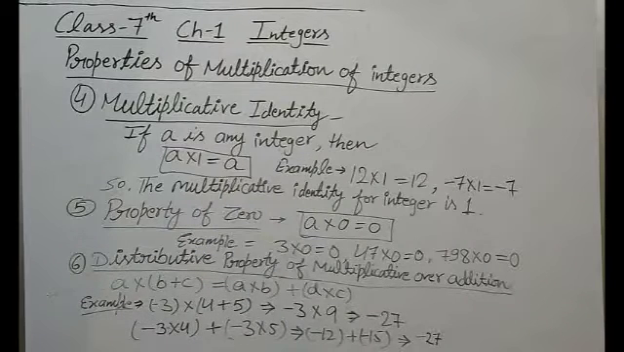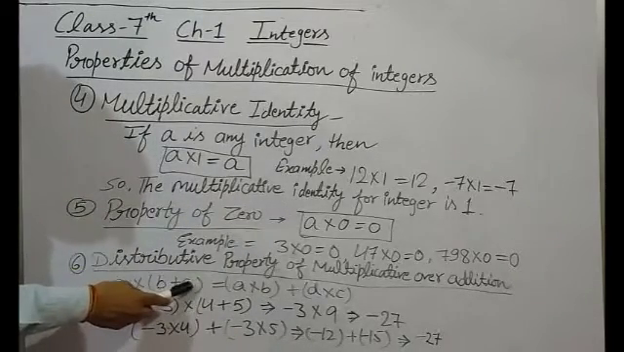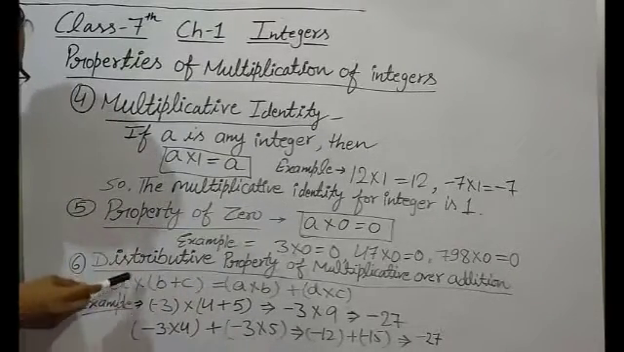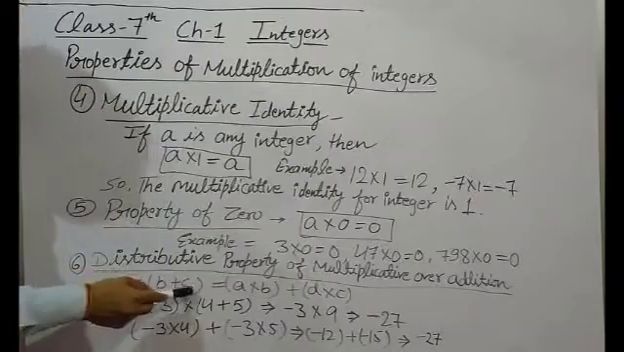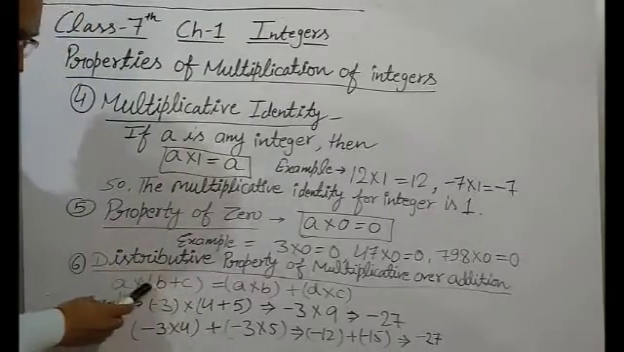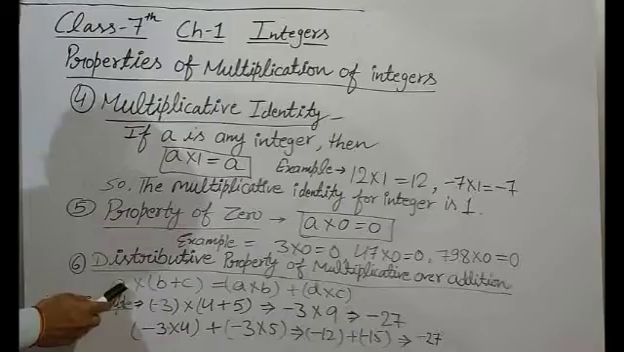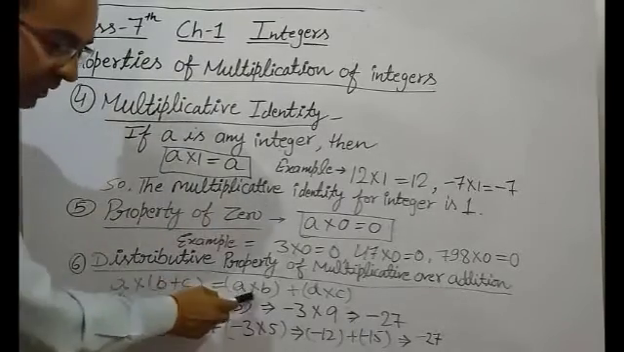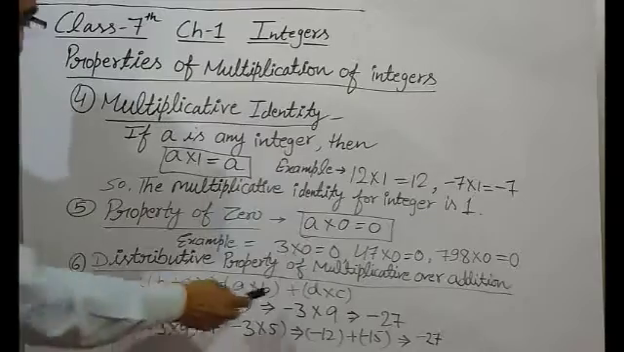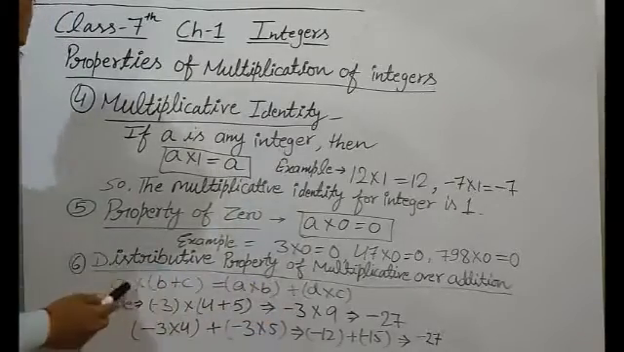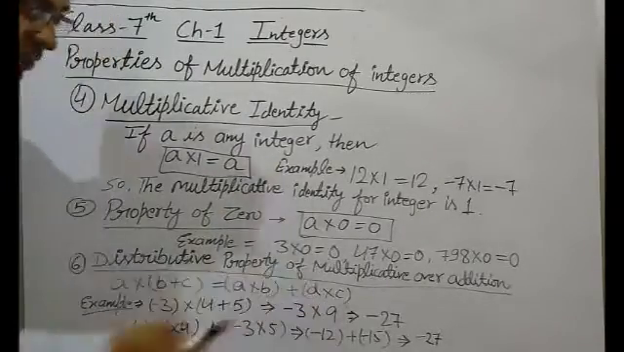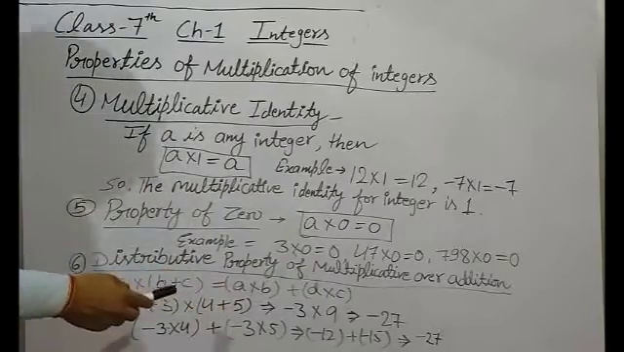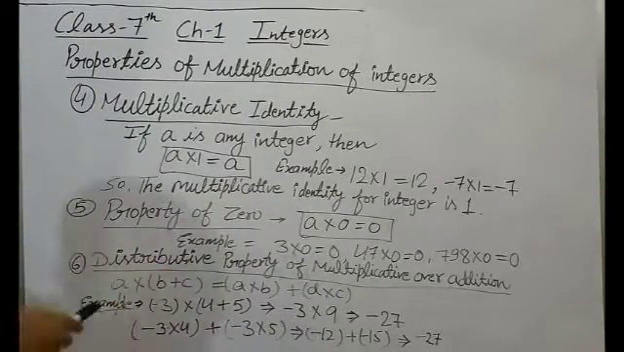Next is the distributive property of multiplication over addition. It means a multiply (b plus c). It means a is multiplied by both b and c. First a multiply by b. We open the bracket. a multiply b, then a is positive sign, so we put plus. Then a multiply by c. So both are the same. We can understand from one example.